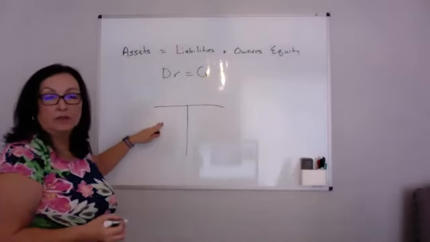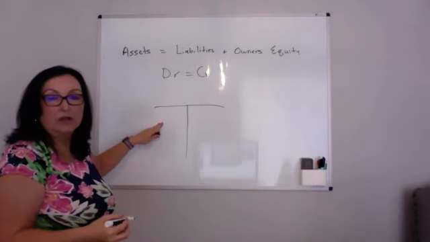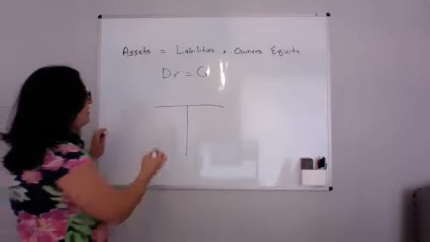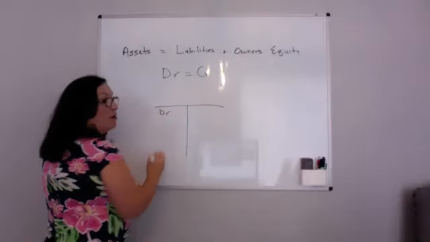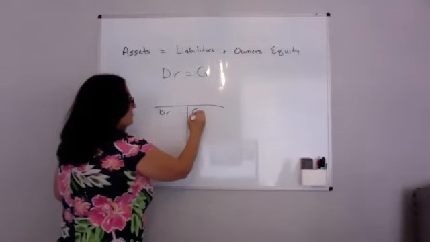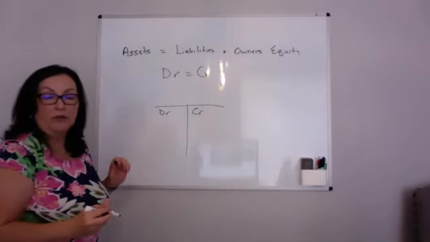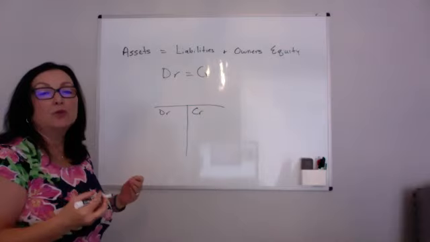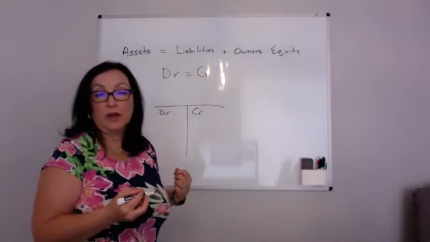This is a T account. It is a representation of the general ledger. You will find that debits are always on the left, credits are always on the right. And so you also need to know how you increase a particular type of account.